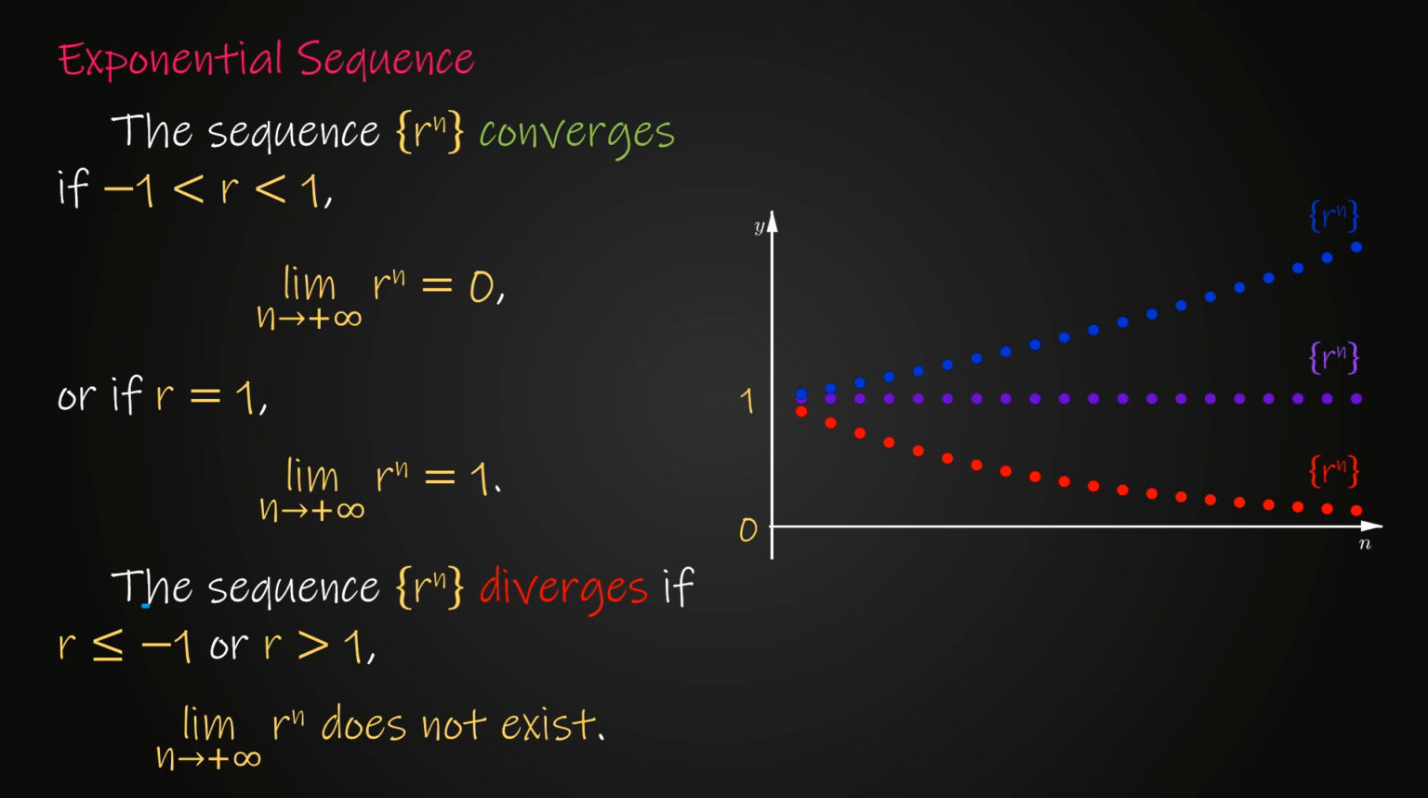The graph of other divergent sequences, such as when r is -1, the terms alternate between -1 and +1. And when r is less than -1, the terms diverge to -infinity.